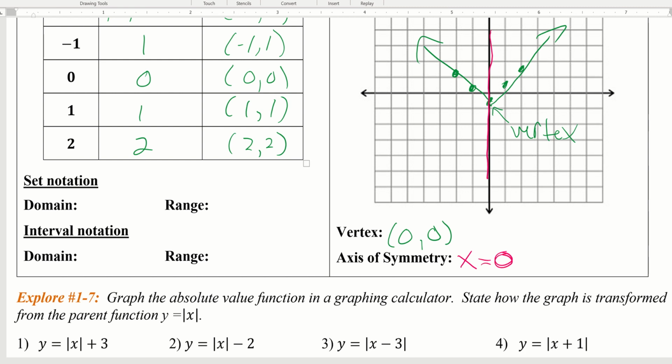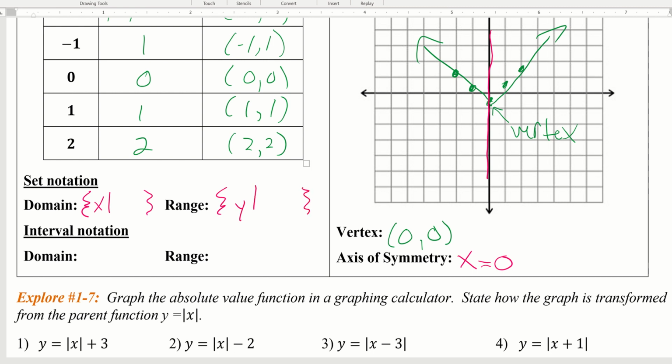And then set notation, this is what we went through a few classes ago. So if you're struggling on that, go back and watch the video on domain and range. So set notation, this is, remember, with our squigglies here, x such that something, okay? And our range, y such that something, right?